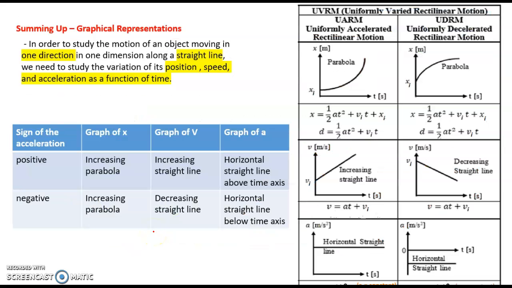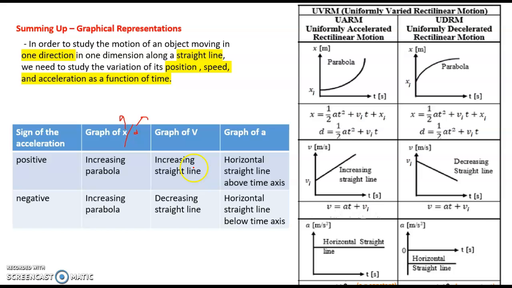Now, summing up the graphical representation: in order to study the motion of an object moving in one dimension along a straight line, we need to study the variation of its position or distance, speed, and acceleration as a function of time. If the acceleration is positive, then the graph of x versus t, or of d, since x is the position and d is the distance, and I want you to concentrate only on the distance now, should be an increasing parabola. For negative acceleration, it's also an increasing parabola, but taking this shape.